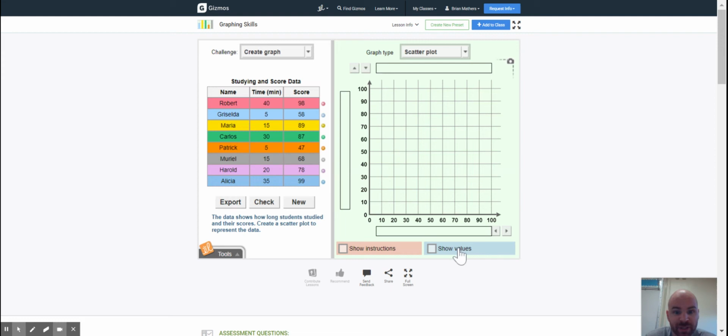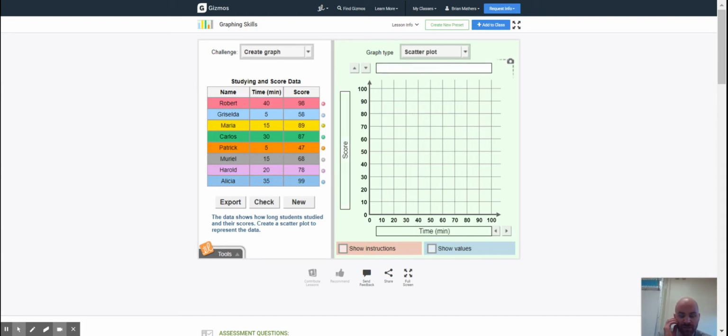Here's the graph. So we're going to label our horizontal or x-axis, of course, and that is going to be time in minutes, and then we put our unit, minutes. The y-axis, the vertical axis, is going to be score. This is going to be a dependent variable. Time was independent, so score.